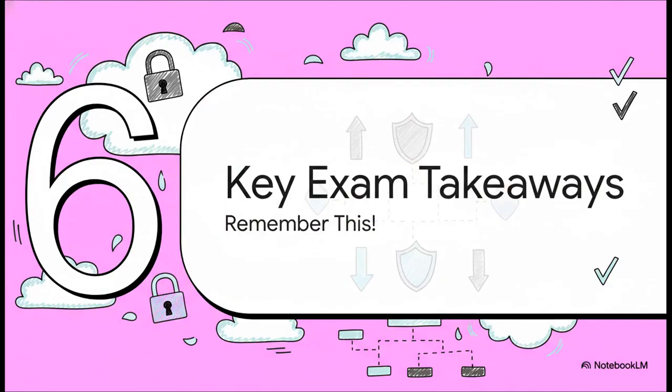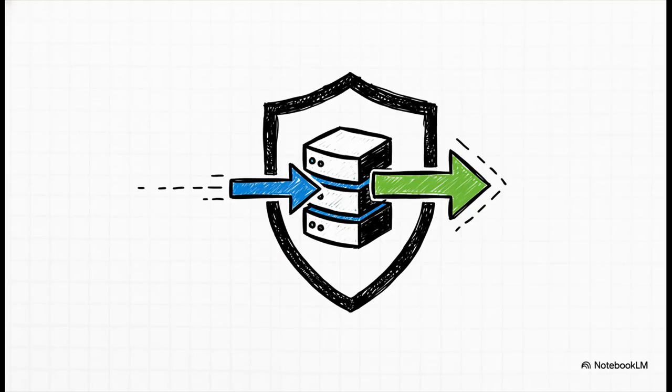All right, let's bring it home. If you remember nothing else from this explainer, I want you to remember these next 4 points. These are the absolute must-know facts for your certification. Number 1, and it's the big one, security groups are stateful. That means return traffic is automatically allowed. You don't need a separate outbound rule for a response.